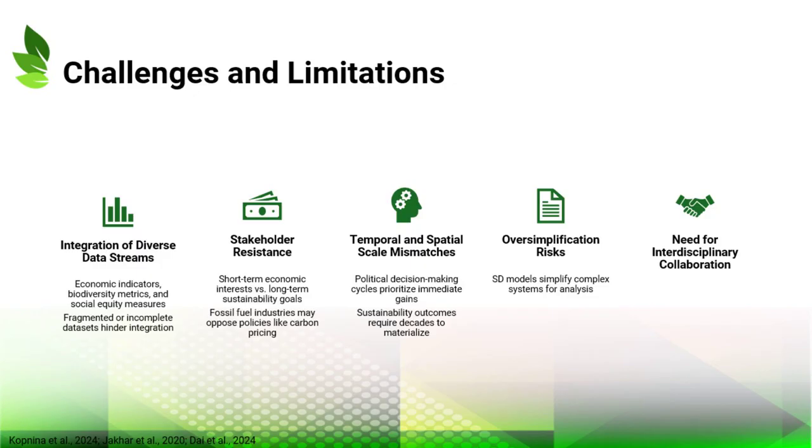Implementing system dynamics in sustainability management faces challenges such as integrating diverse data streams, stakeholder resistance, temporal and spatial scale mismatches, and risks of oversimplification. Fragmented or incomplete datasets can hinder analysis, while short-term economic interests may conflict with long-term sustainability goals. Political decision-making cycles often prioritize immediate gains, whereas sustainability outcomes require decades to materialize.